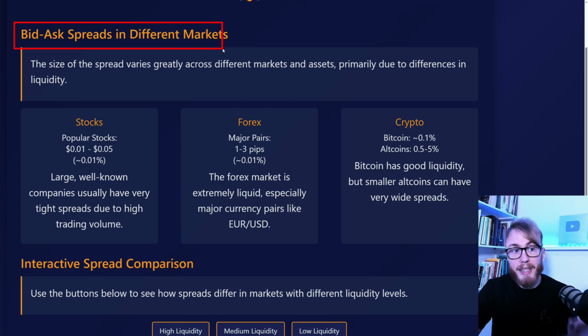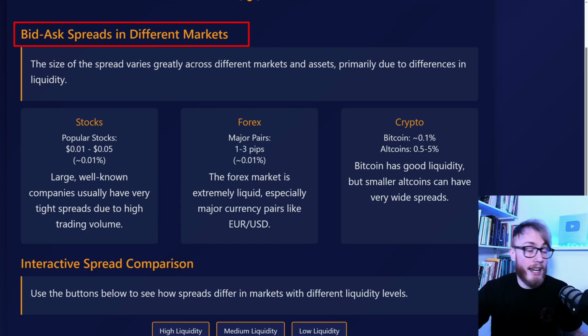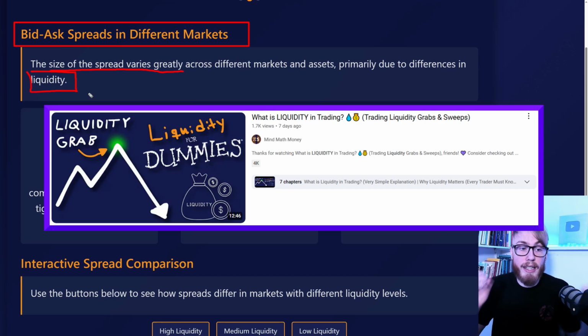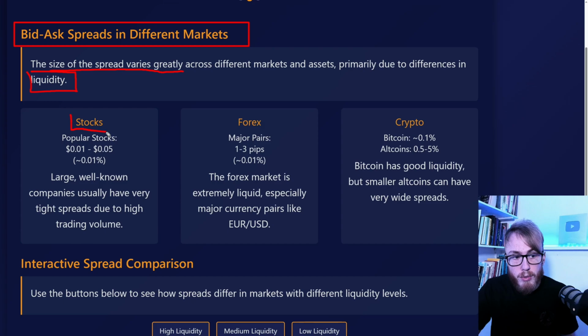But now then, how does the bid-ask spread differ in different kinds of markets? Well, the size of the spread here actually varies greatly across different markets and different assets, and the primary reason here is due to something called liquidity. And once again, this is a very important concept, so I highly recommend to check out my video on liquidity. But just super quickly here, when it comes to stocks, popular stocks tend to have pretty low spreads, around 0.01%. As you can see, large, well-known companies usually have very tight spreads due to high trading volume. Same thing with Forex.